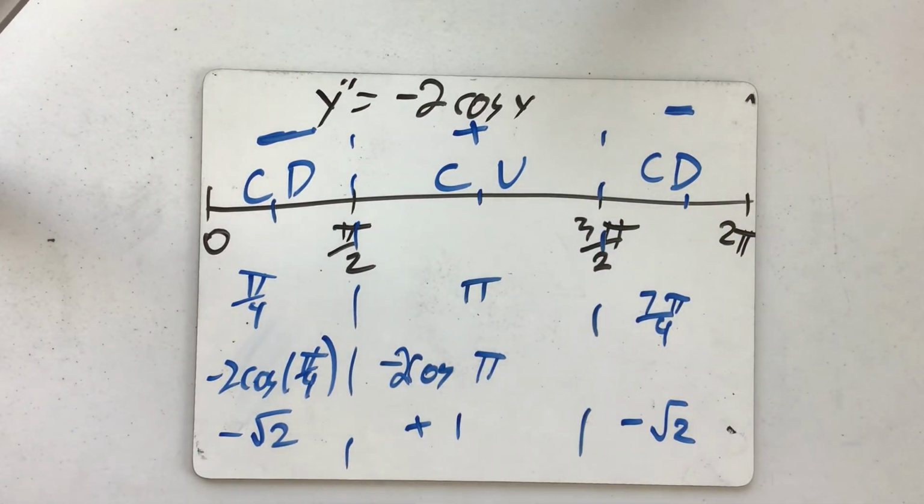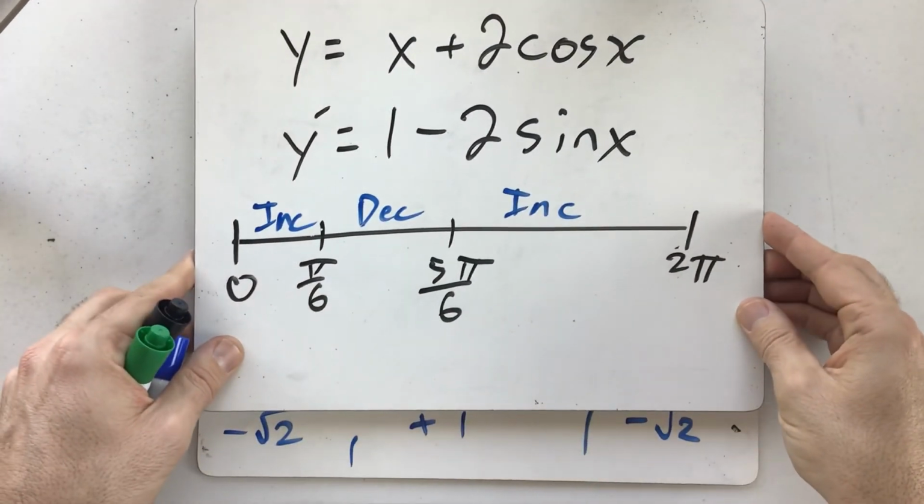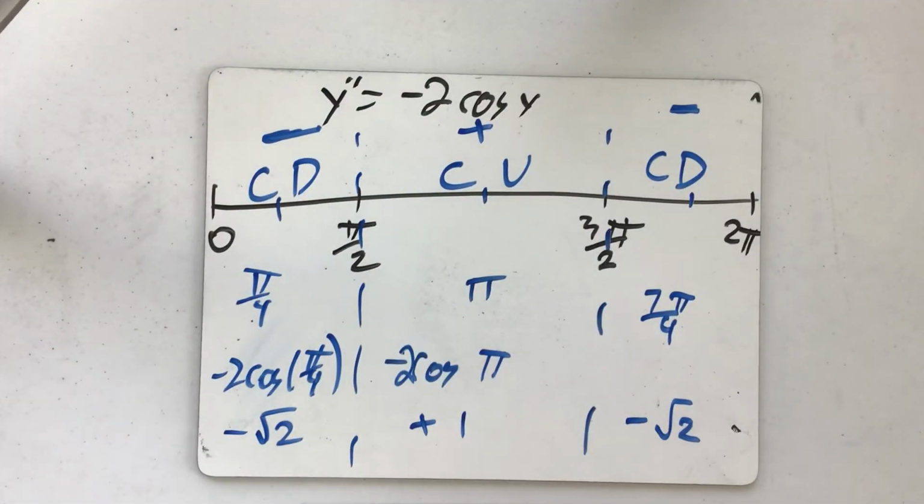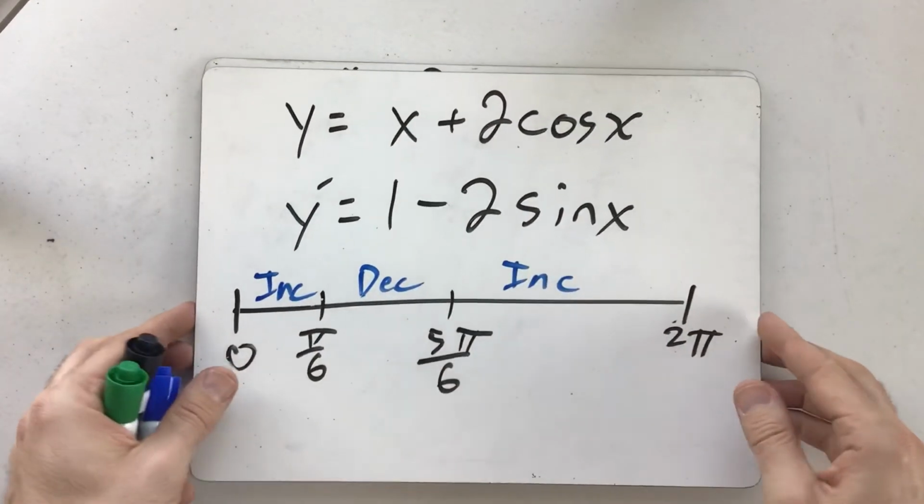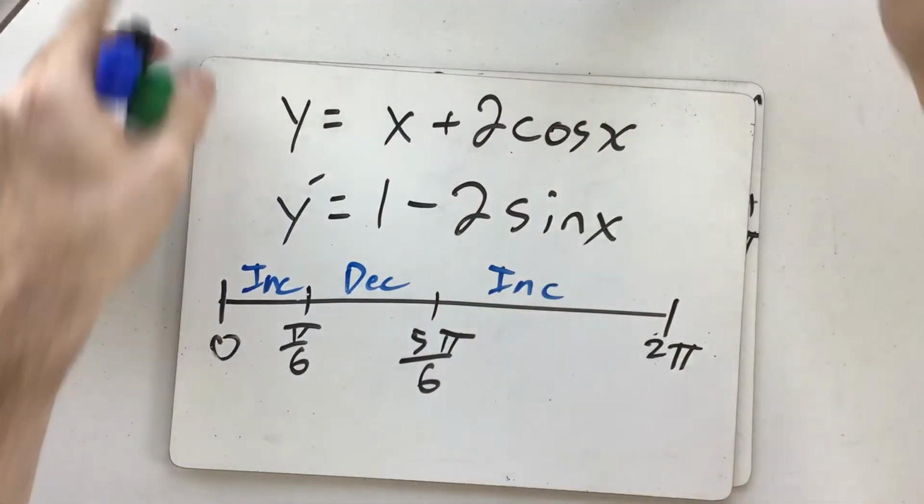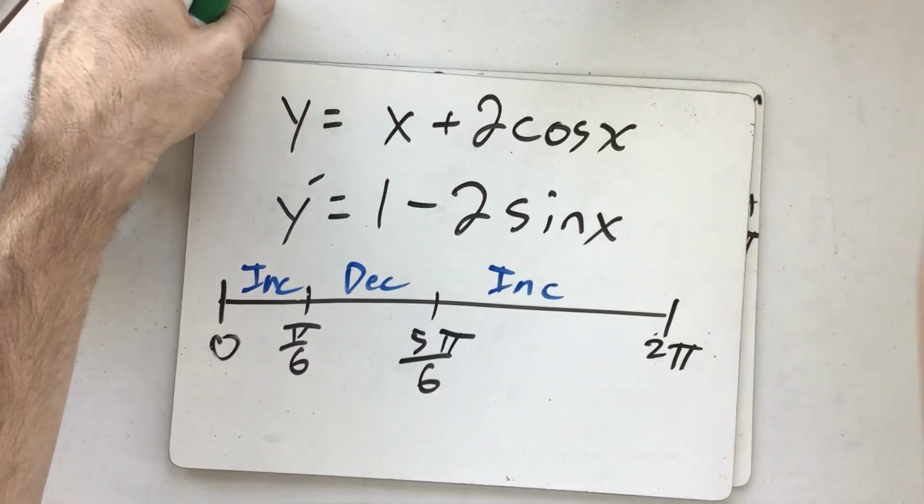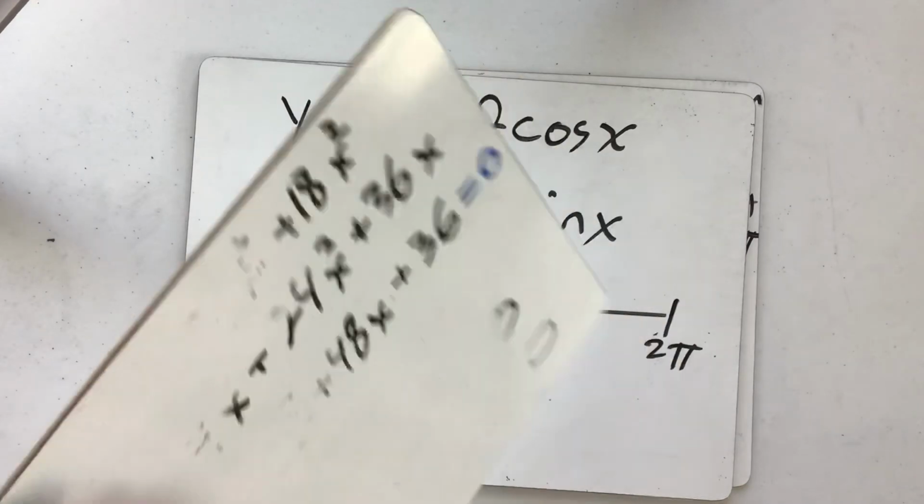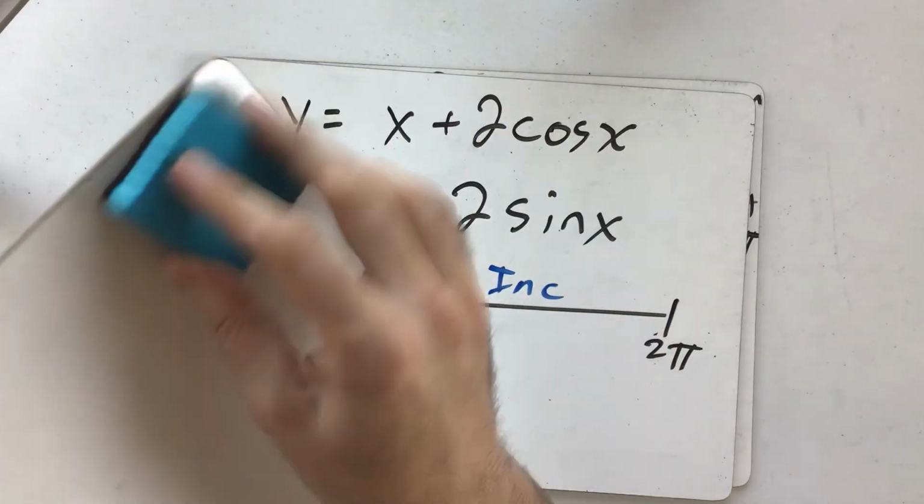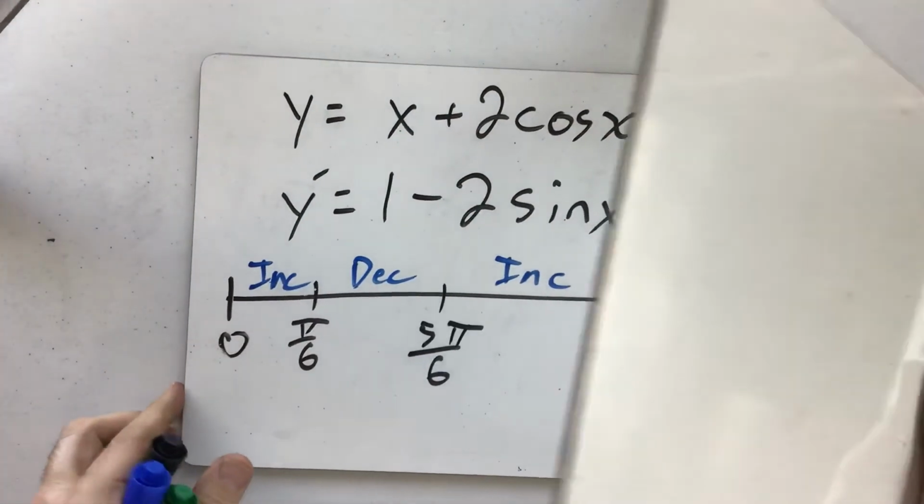Okay, so now I'm ready to take the results that I had earlier with this increasing, decreasing, increasing, and these results where I had concave up, concave down, concave up, concave down, and I'm ready to try to put all of these together onto the same graph in order to get myself a really good graph of the cosine function. And so let's try to do that and see if we can make sense of it.